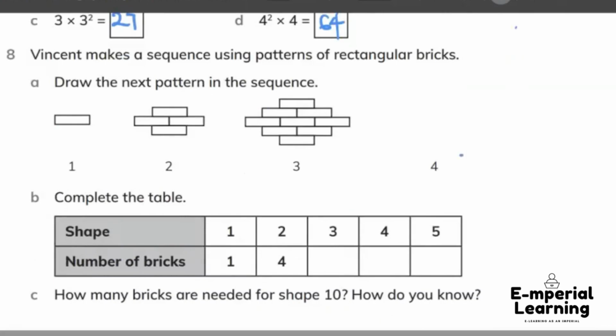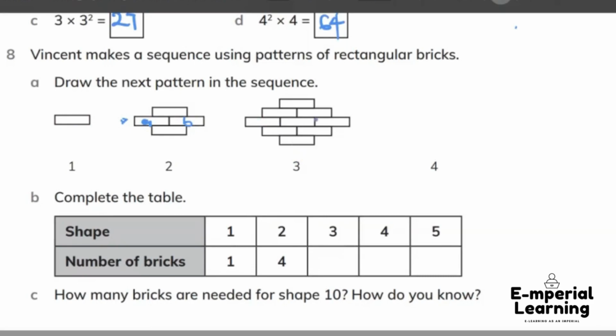Okay, so question 8. It says Vincent makes a sequence using patterns of rectangular bricks. Draw the next pattern in the sequence. And so over here, what I see is that they start with one brick here, one brick here. Then in the second pattern I see two bricks laid in the center. I will name this brick A, and then I'll name this brick B. So we have two bricks, right?